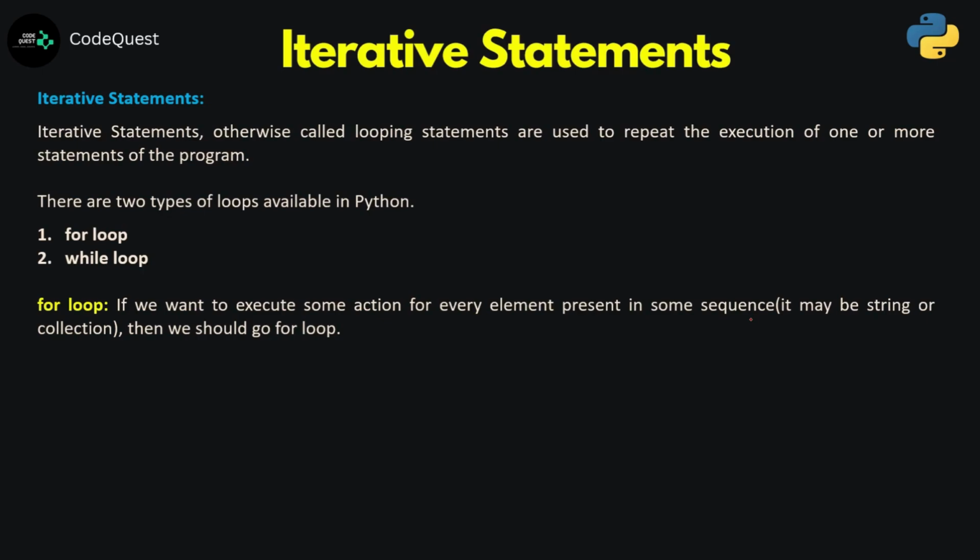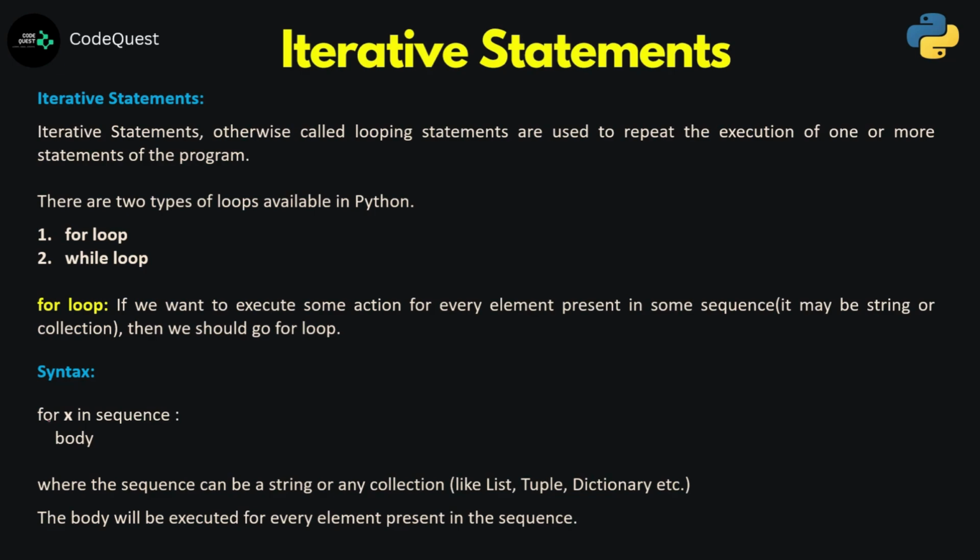If on every element I want to perform a certain action, then I should use this for loop. Now, the syntax: you can see we start with for, followed by some variable, in, followed by the sequence. Like I said, the sequence can be any string or any collection, like a list, tuple, dictionary, etc. The body is the action that we are going to take on each of the elements present in this particular sequence.